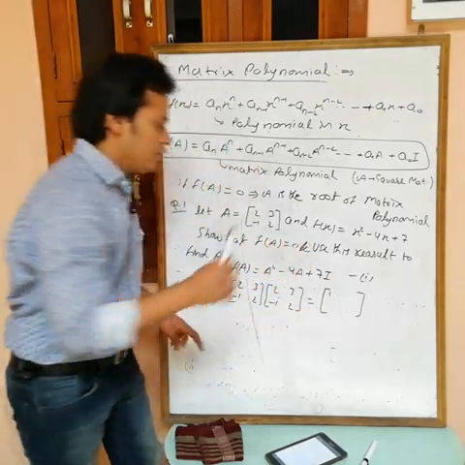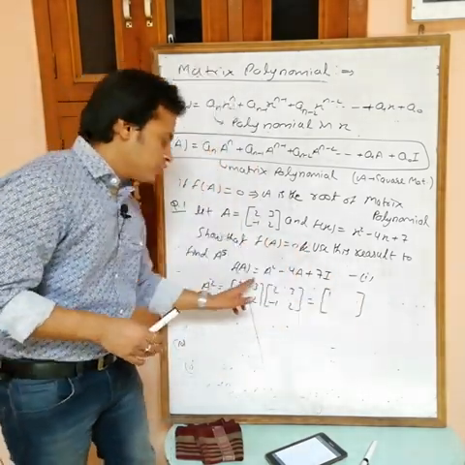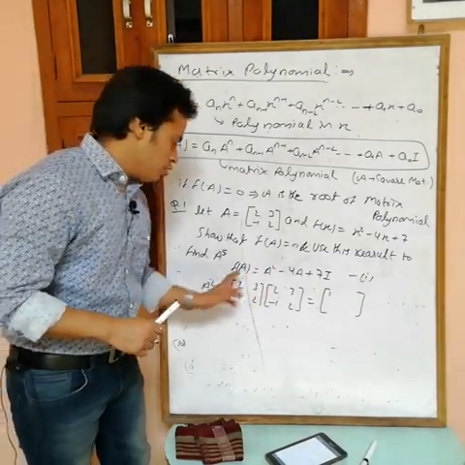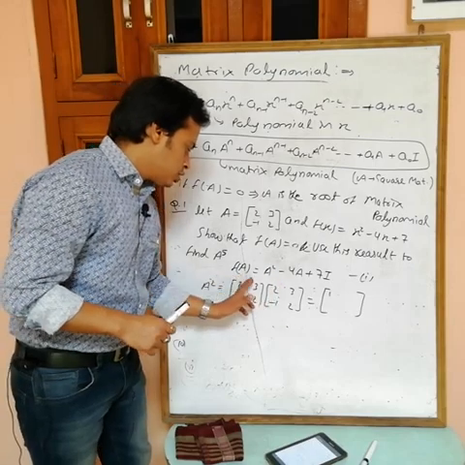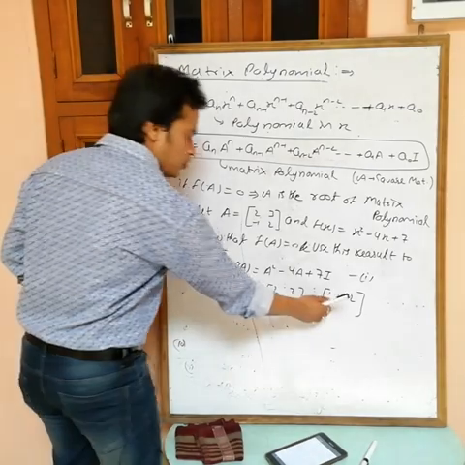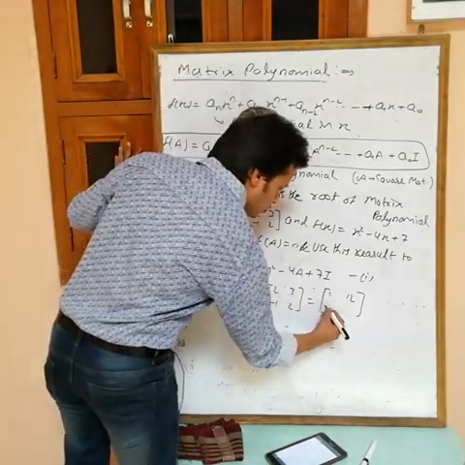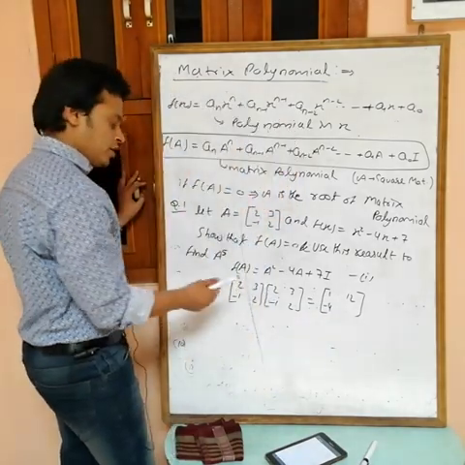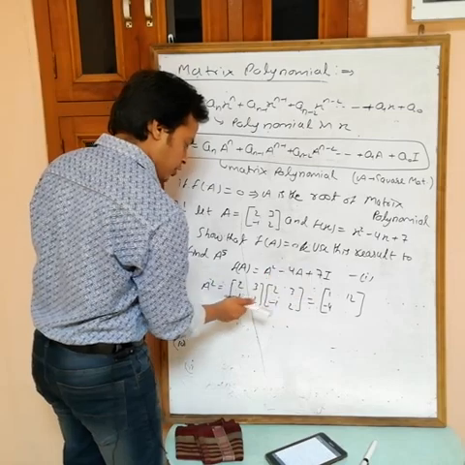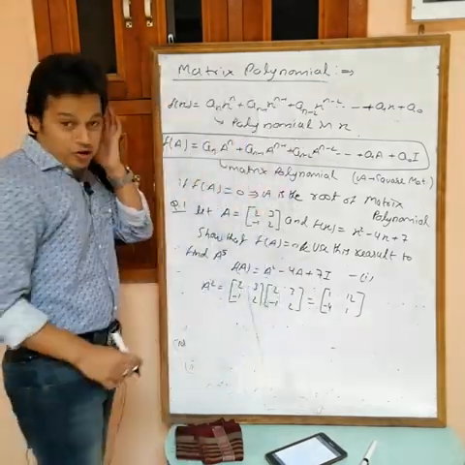What are we getting? 1. Now the product matrix's entry p12 means first row, second column: 6 and 6, 12. Now p21, second row first column: minus 2, minus 2, minus 4. Now p22, second row second column: minus 3 and plus 4, again 1. This is the value of A squared.